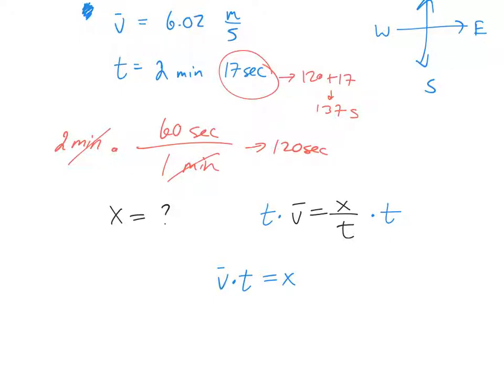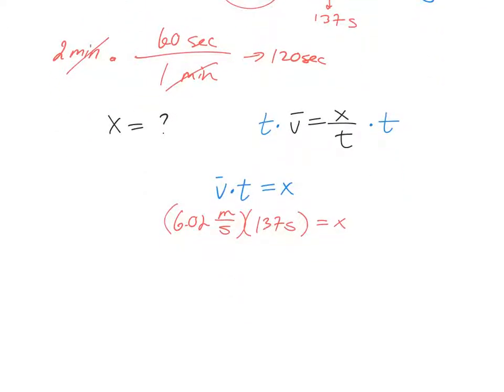Yep. So here, now that we've solved for the generic solution, not the answer that we're going to actually get in the end, we need to plug in for V and T. So let's go ahead and do that. V is 6.02 meters per second. T is 137 seconds. What's going to happen? Look at my units, people. What's going to happen to seconds? What do you notice happens to seconds here?